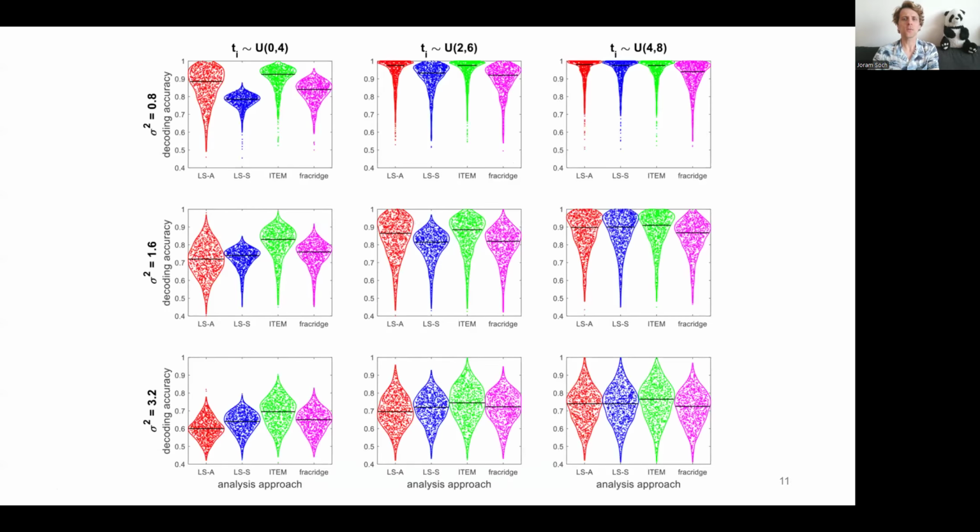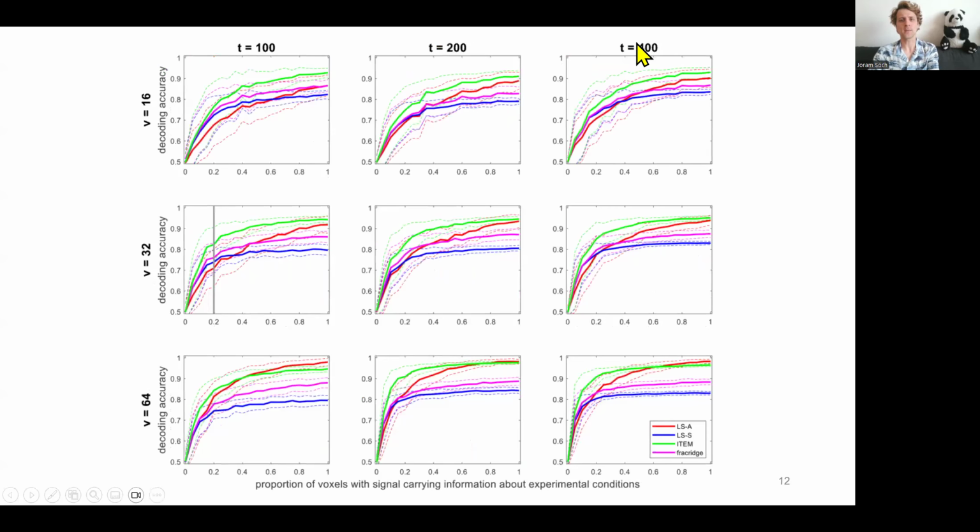In simulations in which we were varying the distribution of intertrial intervals as well as the signal-to-noise ratio, we found that especially in low variance and low interval situations, ITEM consistently outperforms all the other approaches in terms of decoding accuracy. This also holds true when we were extending our simulations to a different number of trials, different number of voxels per searchlight, and different proportion of informative voxels per searchlight.